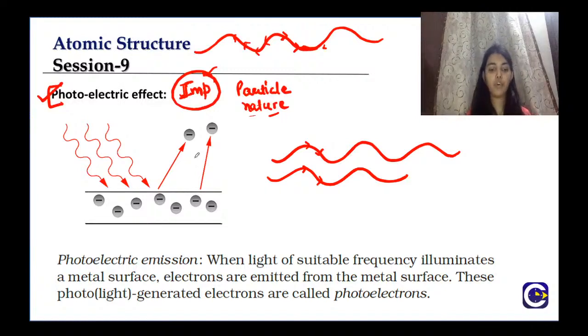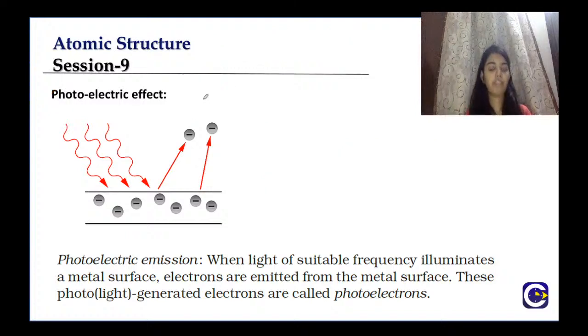Yeah, so coming on to the photoelectric effect, photoelectric effect explains the particle nature of light, right? Photoelectric effect was observed basically when light of suitable frequency illuminated a metal surface, that is, it was made to strike a particular metal surface. Electrons were emitted from that surface, right? These electrons which were emitted from the metal surface are known as photoelectrons.